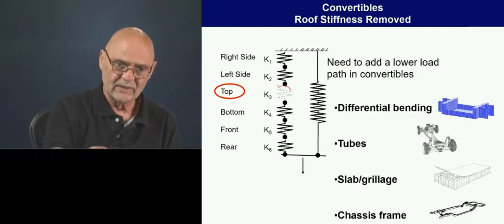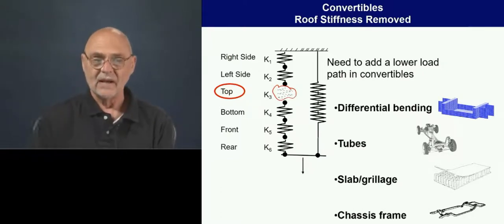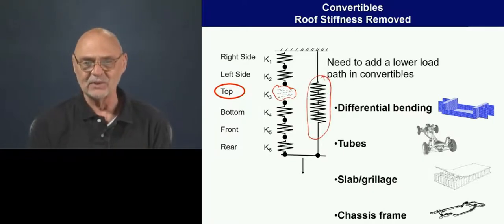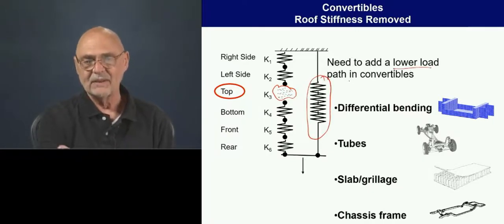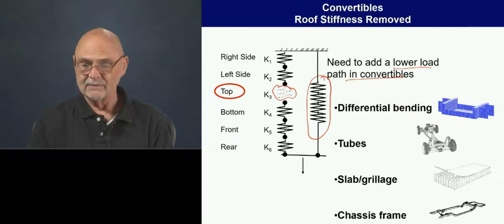For example, for the convertible, we took out this spring, and all of a sudden we don't have a structure unless we put something else in its place. So we need some kind of path. In this case, I'm calling it a lower load path that we would use in convertibles. Let's take a look at what that might look like.